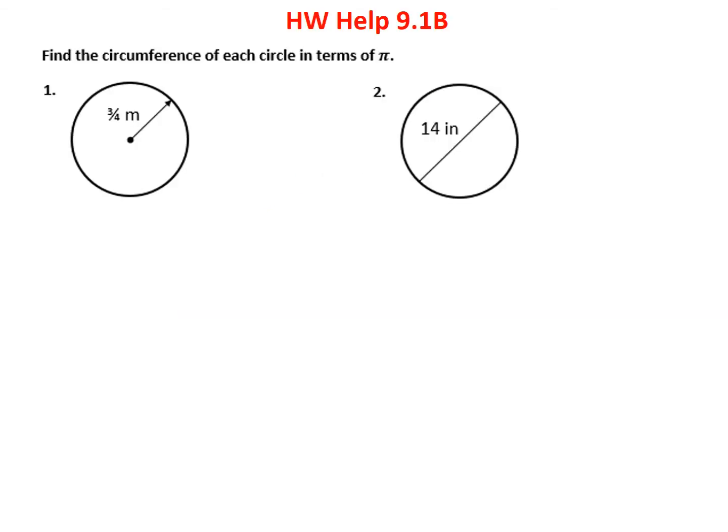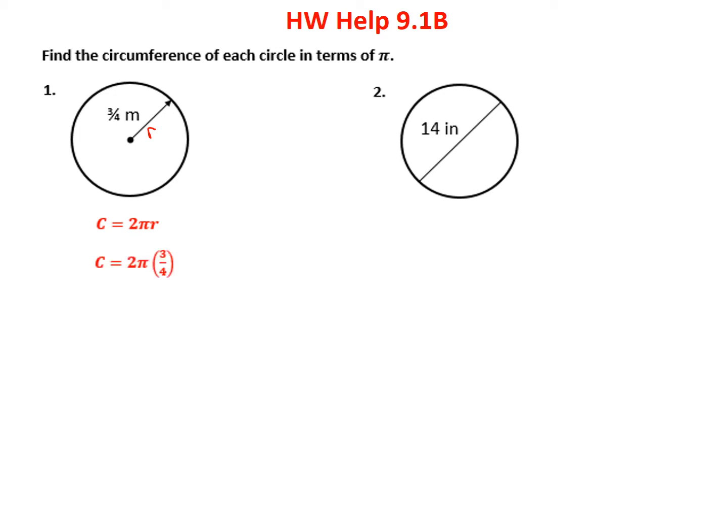First couple of problems ask us to find the circumference of each circle in terms of pi. Our formula for the circumference of a circle is C = 2 pi r, where r is the radius. In our first problem, here's our radius r, how far it is from the center to the outer circle. So we just plug in 3/4 for r, and then we simplify it.